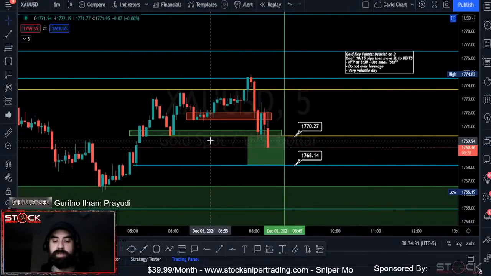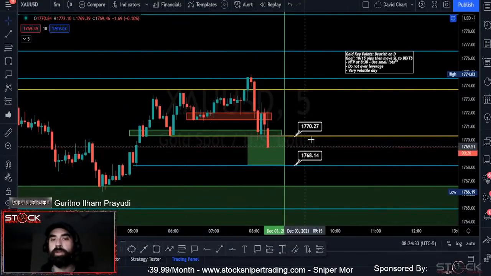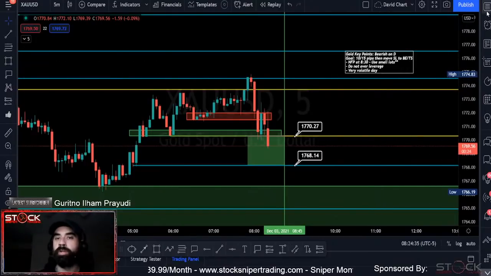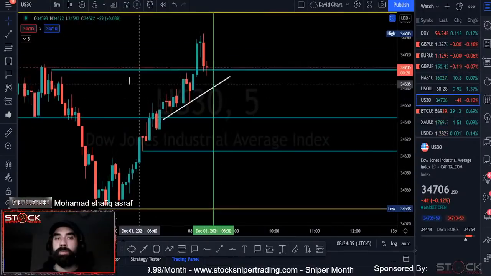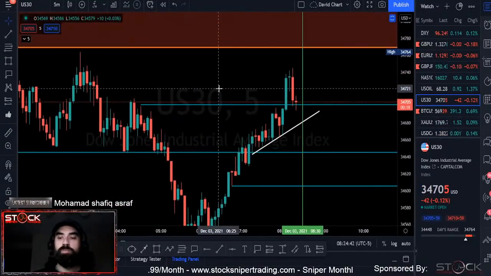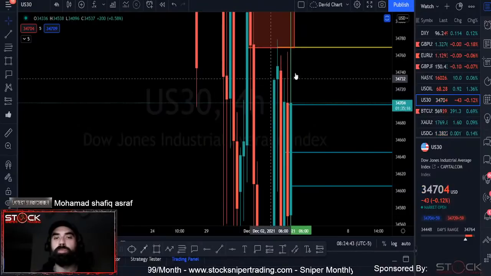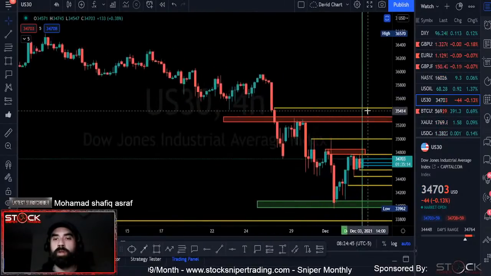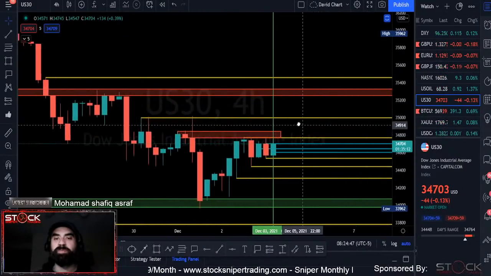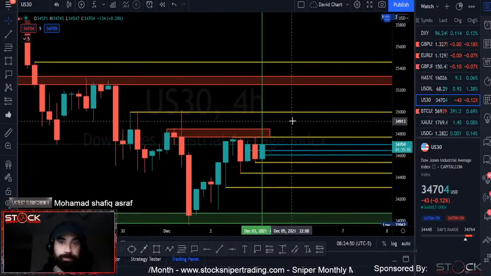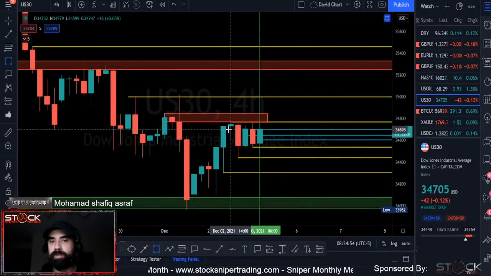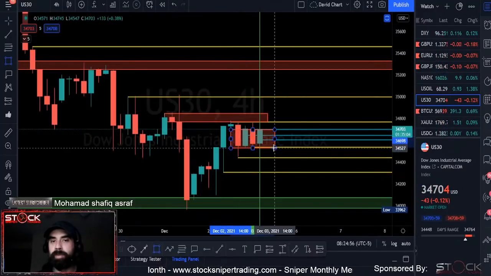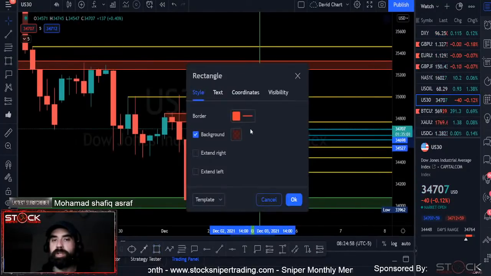Guys, if we go to US 30 on the 4 hour, before I flick back to gold here, I just want to show you something. Look at US 30 here. Remember we talked about the trap and gap? This is exactly what the trap and gap is for US 30.